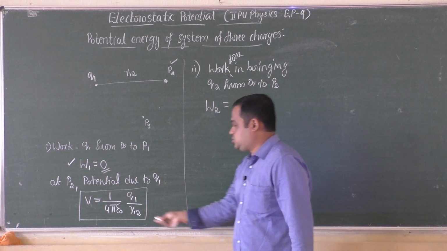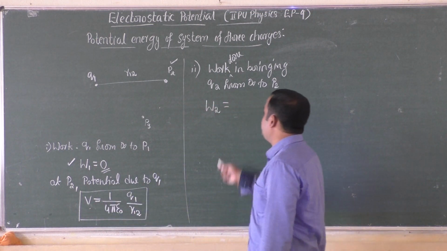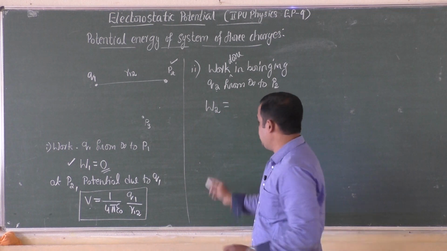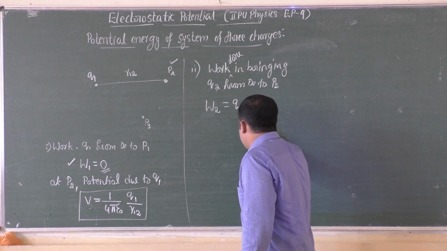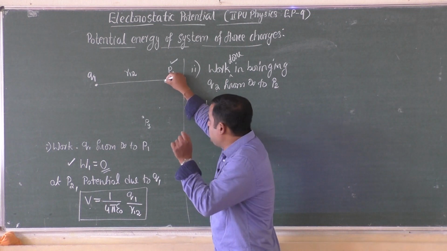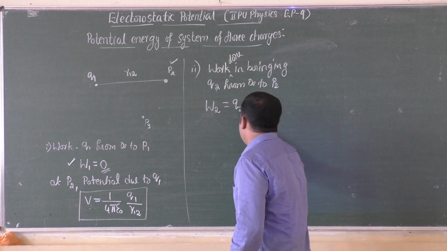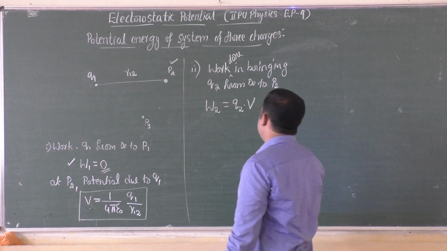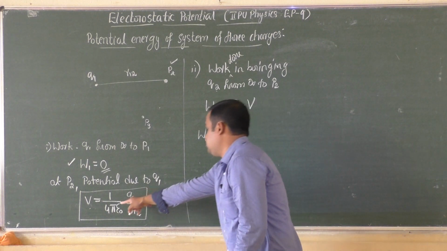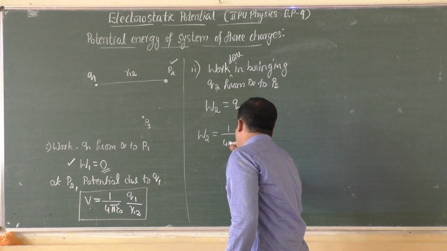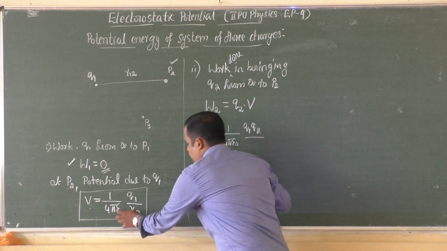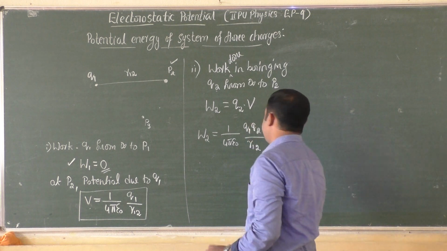To bring a unit positive charge, the amount of work done is V. Now we want to bring the charge of magnitude Q2 from infinity to that point. We know the relation between electric potential and work done. Now this W2 can be written as the magnitude of charge Q2 multiplied by the potential at the point where we want to place the charge Q2, which is V. So W2 is equal to Q2 into V. Substituting the expression for V, it becomes 1 over 4 pi epsilon naught Q1 into Q2 divided by the separation between the charges, R12.